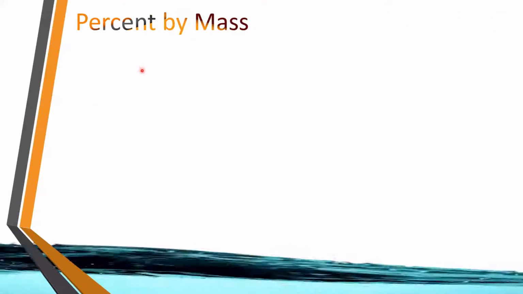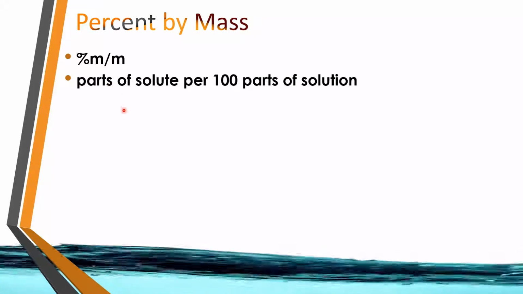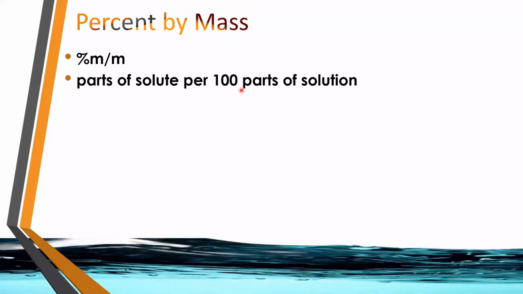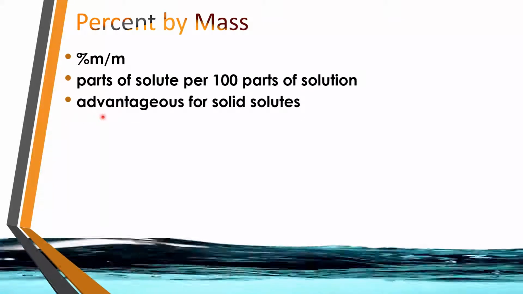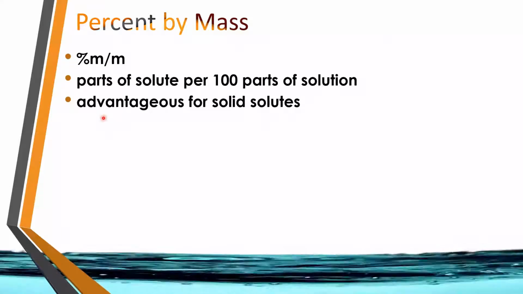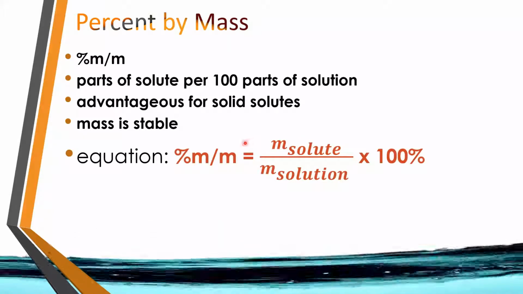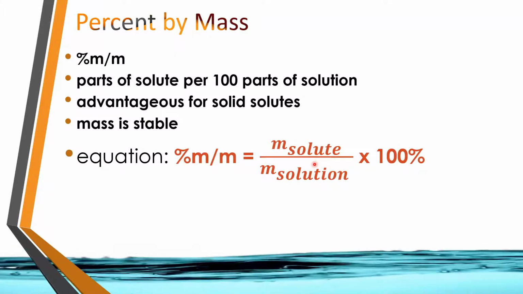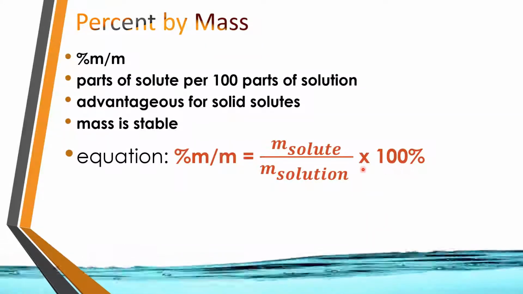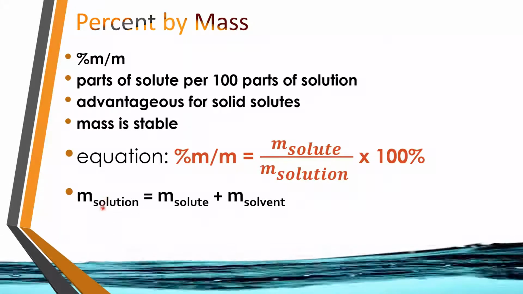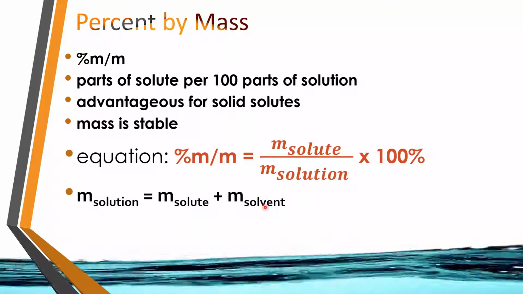The first way to express concentration is percent by mass. This describes a solution by parts of solute per 100 parts of solution. This is used for solid solutes since mass is a stable unit. This is mathematically expressed as percent by mass is equal to the mass of solute over the mass of solution times 100%. Remember that the mass of the solution is the sum of the masses of the solute and solvent. Okay?